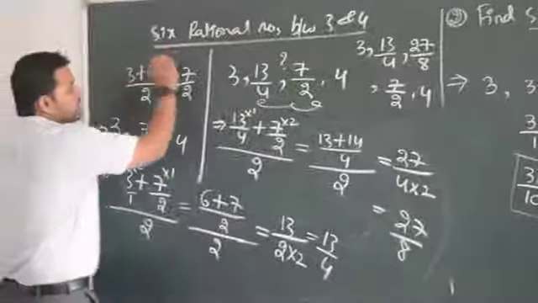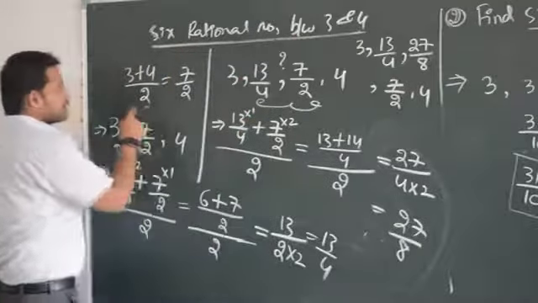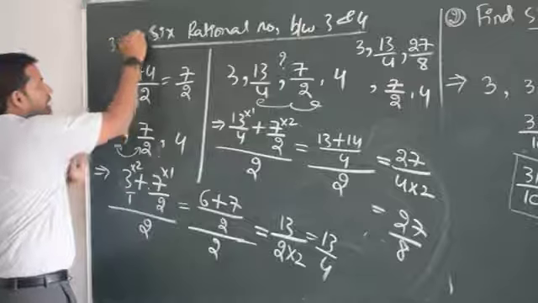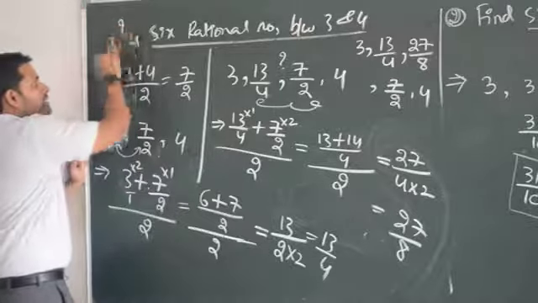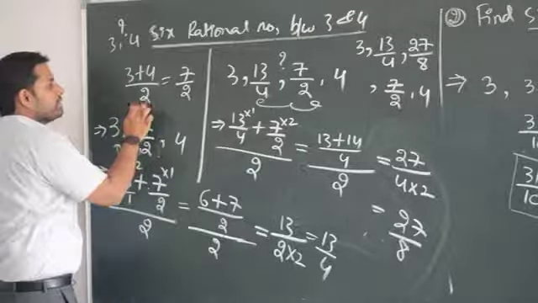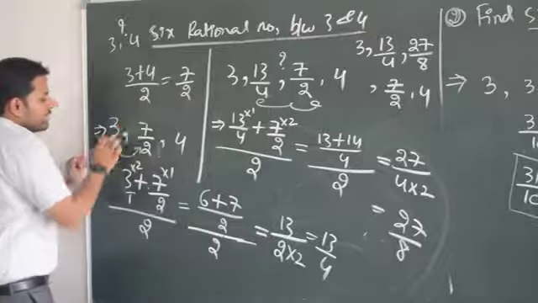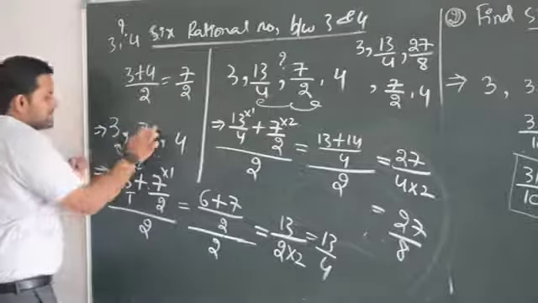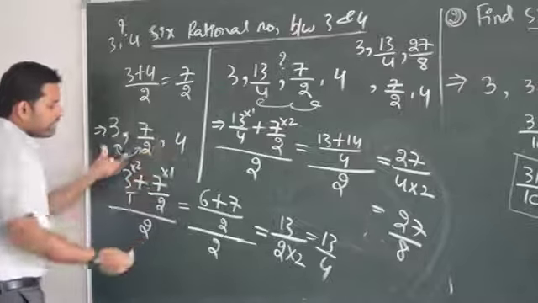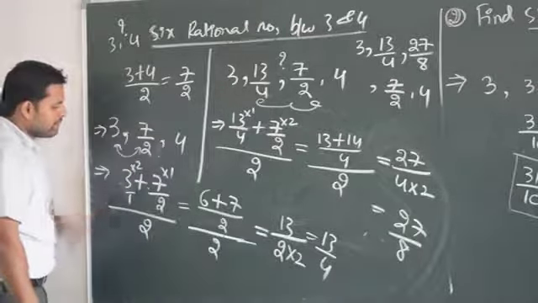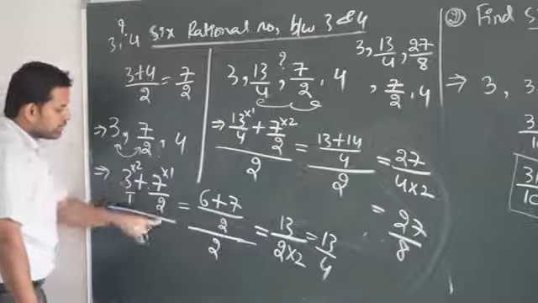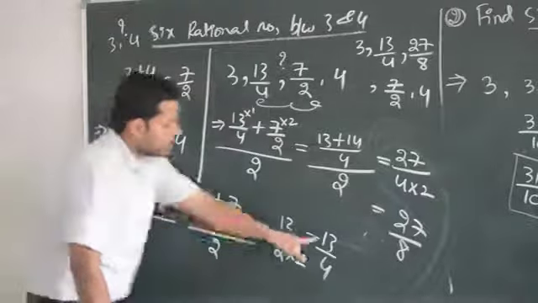They are asking you to find 6 rational numbers between 3 and 4. Yes or no? 3, 4 is there. Now I want one rational number between 3 and 4. I added 3 plus 4 divided by 2. I got 7 by 2. So that's why I write 3, 7 by 2, 4. Now I am finding a rational number between 3 and 7 by 2. That's why I am adding 3 plus 7 by 2 all divided by 2. Then I get 13 by 4.